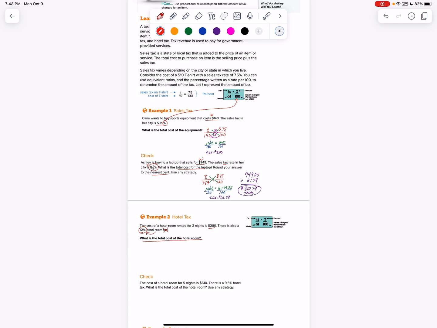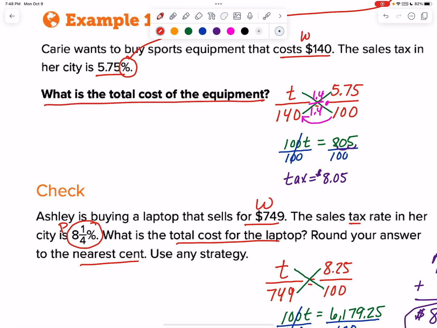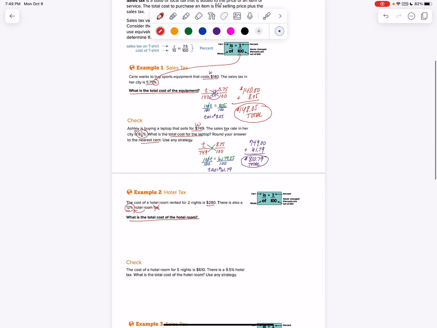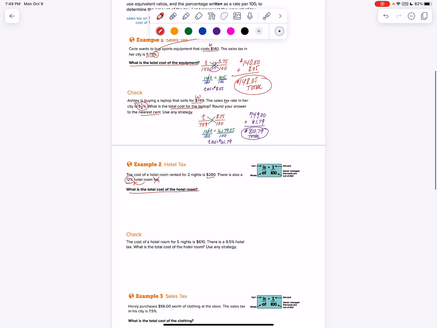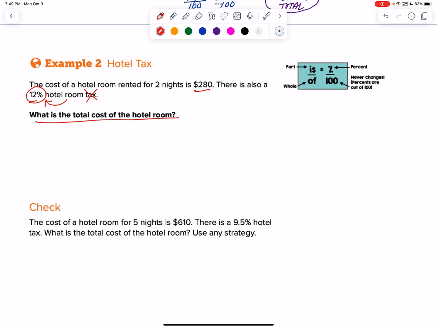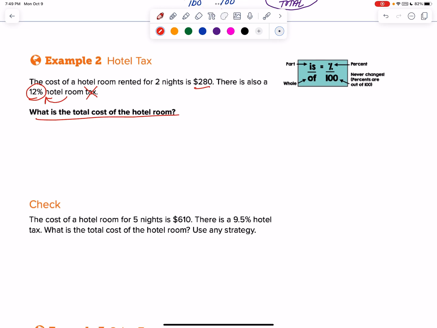Which now makes me realize, if you caught me on this, good job for you, that I would have lost a point on a test for this one. What's the total cost of the equipment, right? So we have the $140 plus the $8.05, which is obviously $148.05 total. So if you caught that and were like, oh, Hutch, you're wrong, then good for you. But I fixed it myself, so to you. All right, so here we go. What's the total cost of the hotel room? So you can see all these little things. It's a lot to pay attention to. You got to really slow yourself down and double check yourself.